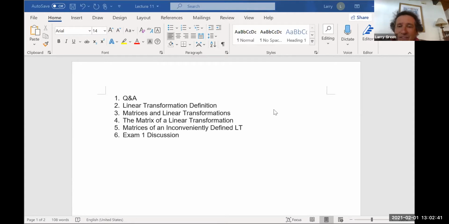So I do want to let you know that this is really to prep you for where it's going to become really important later, but you want to do it in the easy way first, and then we're going to get more general and harder, is the idea. So I'll define a linear transformation, and then we'll look at matrices and linear transformations. And then we'll talk about the matrix of a linear transformation.